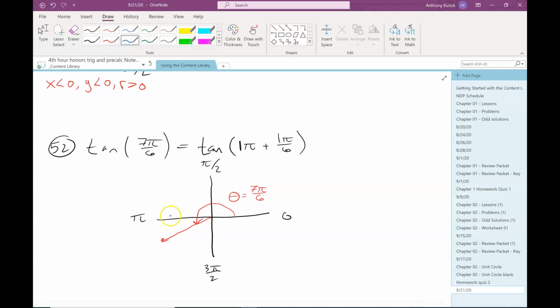Now when I draw my reference triangle, I'm going to draw back to the x-axis, and I'm going to think about this triangle. So this angle here is just pi over 6. How can I tell that? I know from here to here was pi, so here to here must just be pi over 6 more. Is that okay?